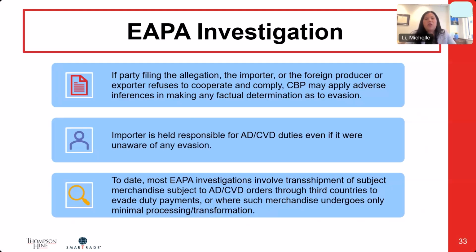So it's important to know that if a party filing the allegation, the importer, or the foreign producer or exporter just doesn't want to cooperate, Customs has a tool called adverse inferences, basically relying on any facts that are adverse to the alleged violating importer to make a determination. Commerce has the same tool for its circumvention inquiry, its AD and CVD investigations, and its administrative review.